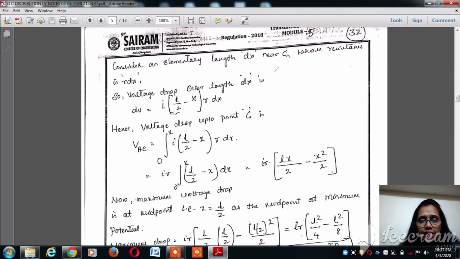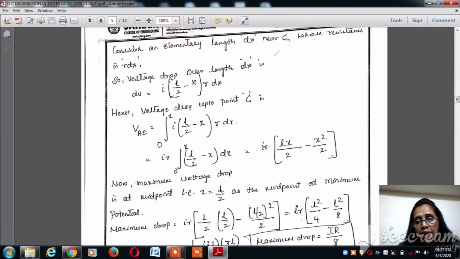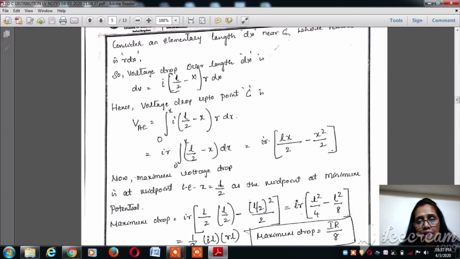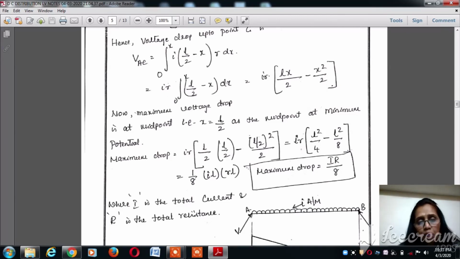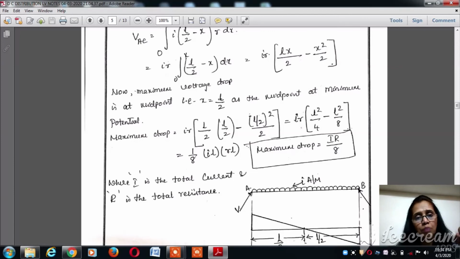So VAC is equal to, when we substitute the values, the integral of I into L divided by 2 minus x into R into dx, which becomes IR into Lx divided by 2 minus x square divided by 2, because we are integrating between the limits 0 to x with respect to dx. Now the maximum voltage drop is at the midpoint, the point of minimum potential, and in this case it is at L divided by 2 because both feeders are feeding the voltage at the ends.